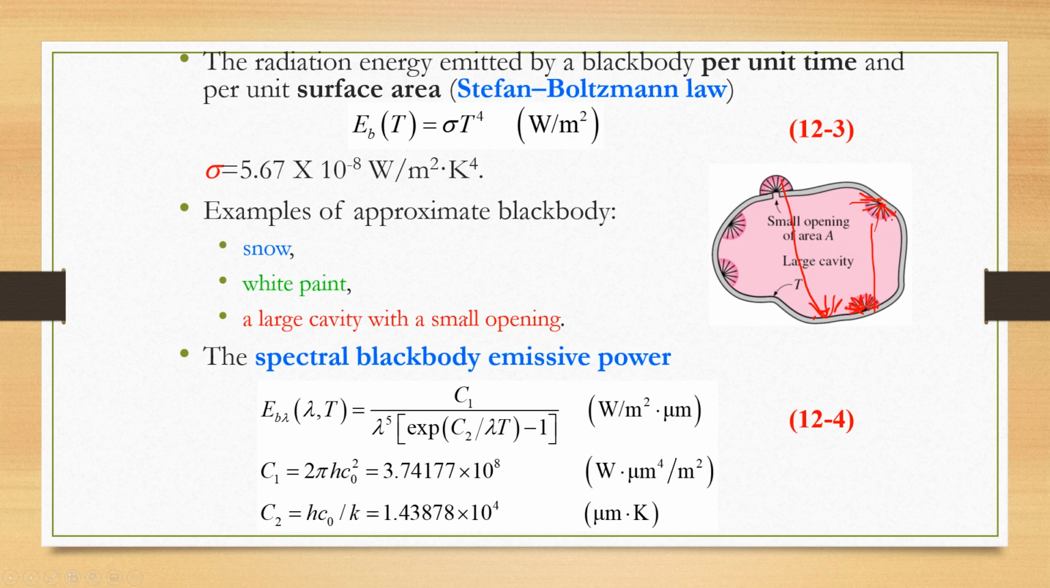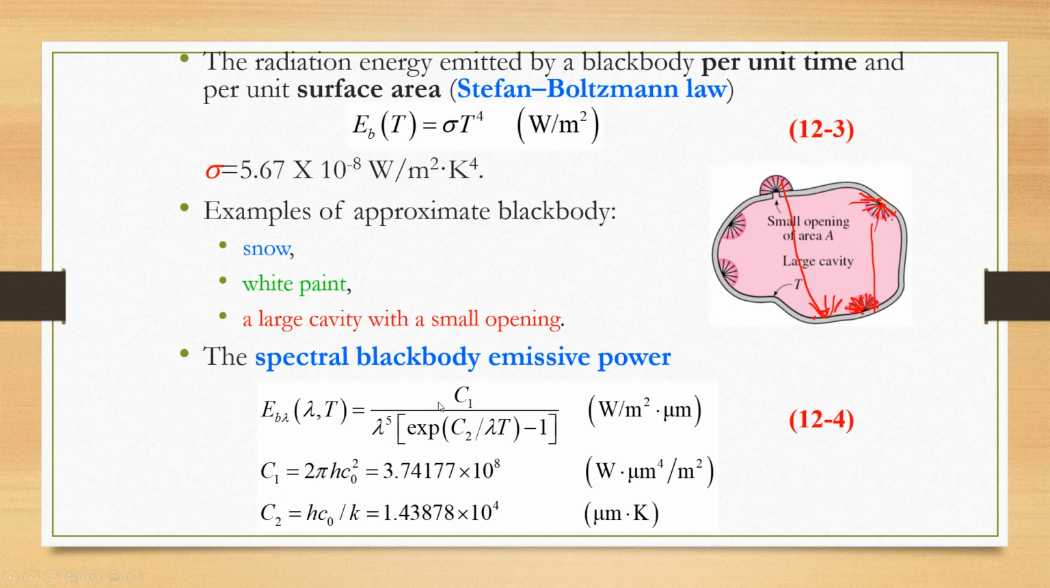For the spectral black body emissive power, previously we knew E_b at a temperature, and we used that equation. In order to find a specific wavelength, for example at 300 micrometer, we will use this equation. This is the emissive power for the black body at the specified wavelength, for example 300 micrometer, and the temperature is 300 Kelvin. Then we use this equation and substitute lambda with 300 micrometer.